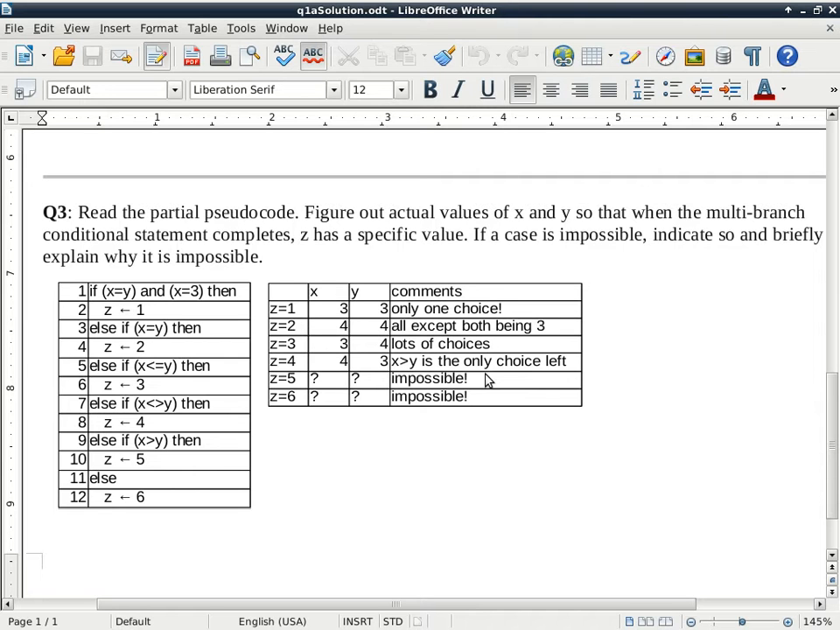Any questions about this one? Because this is really the trickier one. No questions? Okay. So when we get to line 12, making z equal to 6, it's just not possible. Because we covered all the cases already: x equal to y, x is less than y, x is greater than y. They're all covered already. There's nothing else that we can use to make the program go to line 12.